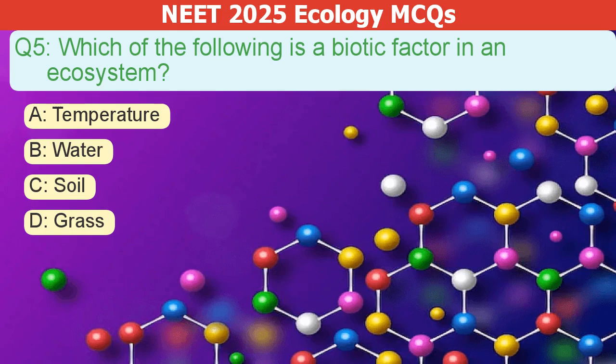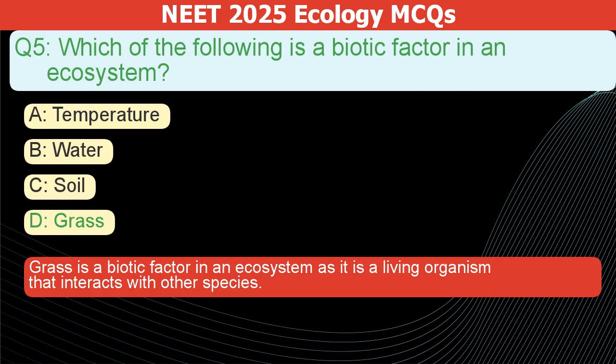Which of the following is a biotic factor in an ecosystem? A. Temperature. B. Water. C. Soil. D. Grass. The correct answer is D. Grass is a biotic factor in an ecosystem because it's a living organism that interacts with other species.